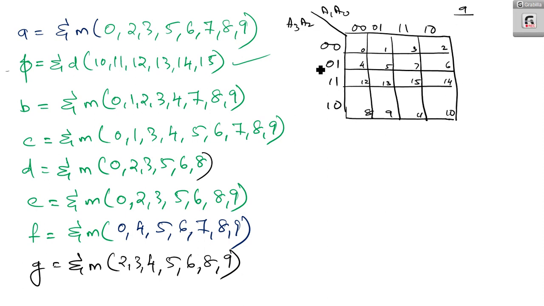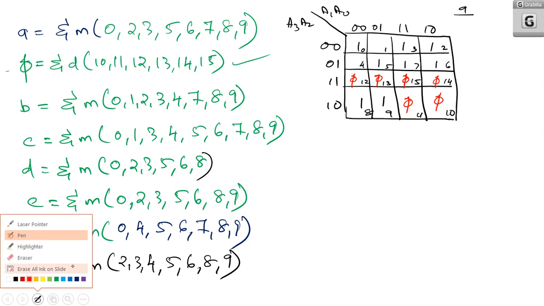Now A is at 0, 2, 3, 5, 6, 7, 8 and 9. And the don't cares are 10, 11, 12, 13, 14 and 15. Now if we need to derive the expression of A, it is pretty easy.